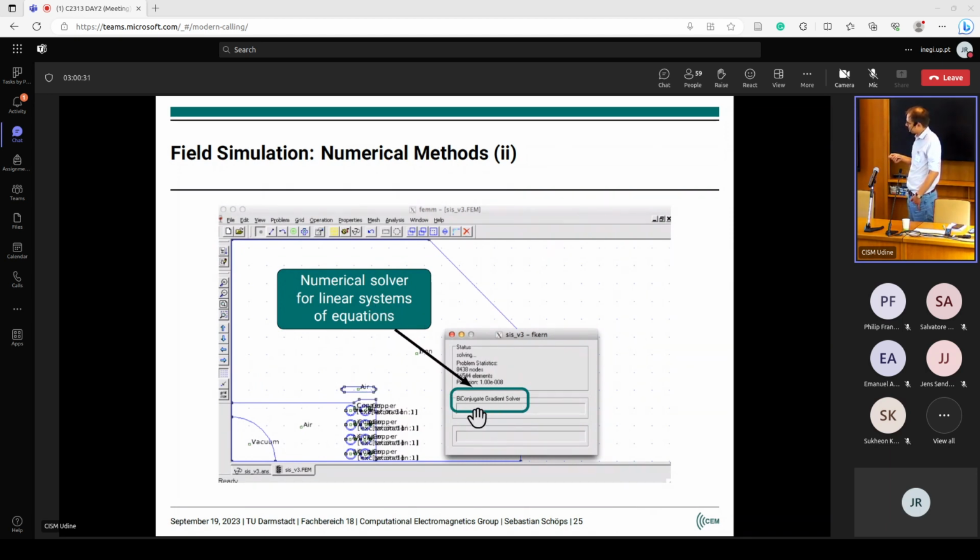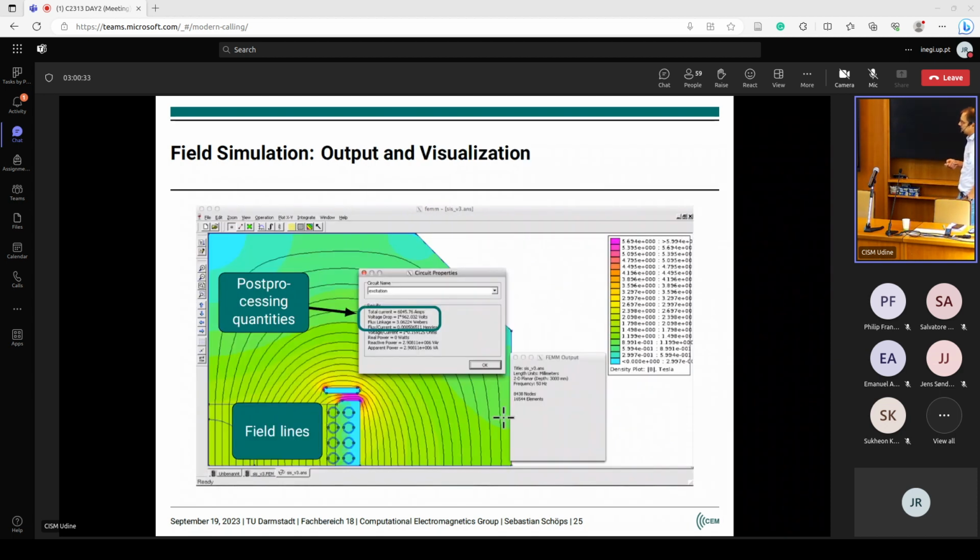Pool. In this case, it's a biconjugate gradient solver. And then you will get a field plot and quantities of interest. Now, this is the first time I will start with a bold claim, and I will come back to that, I think, on one of the last slides of this morning's talk.